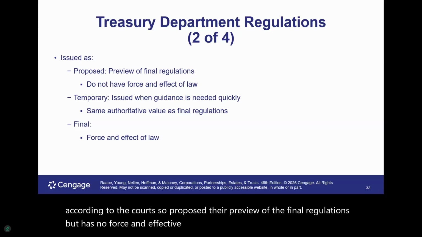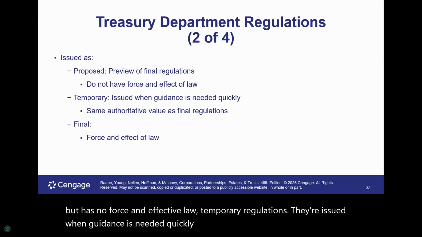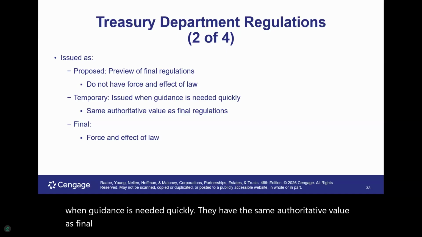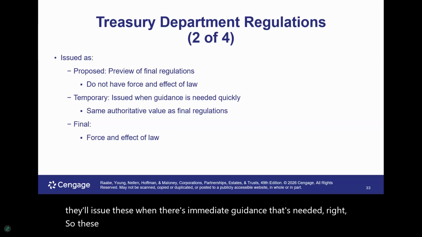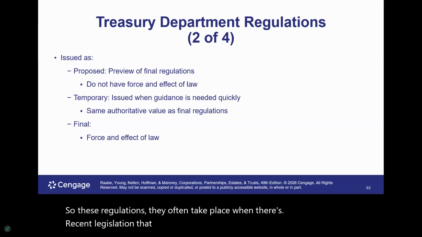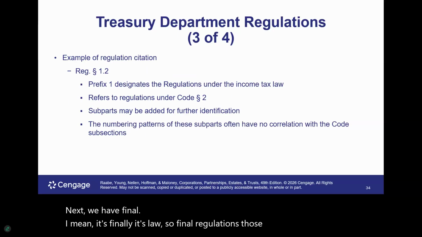Temporary regulations are issued when guidance is needed quickly. They have the same authoritative value as final regulations, right? Sometimes the Treasury Department will issue these when there's immediate guidance that's needed. These regulations often take place when there's recent legislation that takes effect immediately. Next, we have final. I mean, it's final, it's law. Final regulations have the force and effect of law.